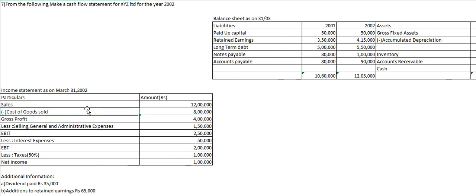Now moving on to your income statement. You have your sales, which is given, but you will not consider it. Cost of goods sold will not be considered in your cash flow statement. Gross profit will not be considered. Your selling, general and administrative expenses are all operating expenses, which will not be considered. After subtracting them, you will get your EBIT, which is earnings before interest and tax. Minus your interest expenses, you will get your EBT, which is earnings before tax.